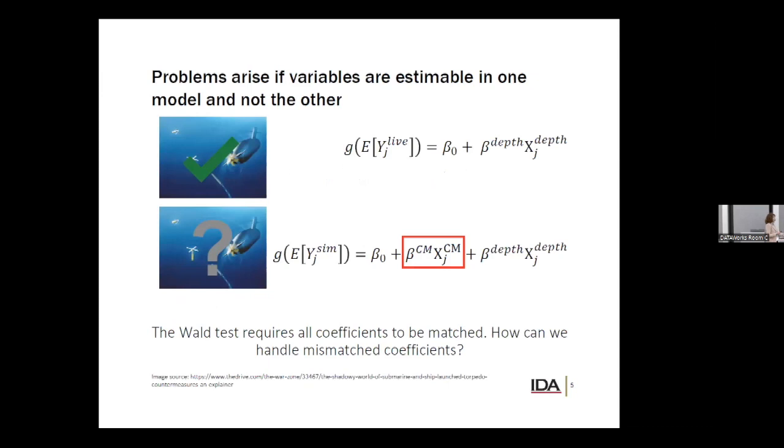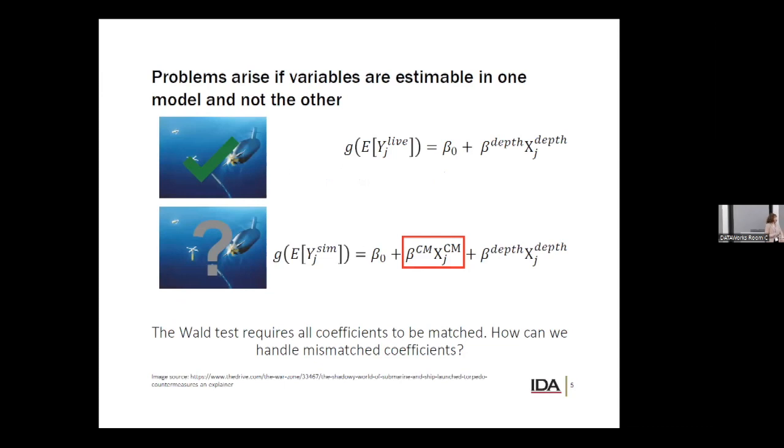So this seems easy, but what happens if you have some variables that are estimable in one model but not in the other? As an example, consider you're going out into the ocean and doing a bunch of live test data with a target that is employing some kind of active countermeasure.